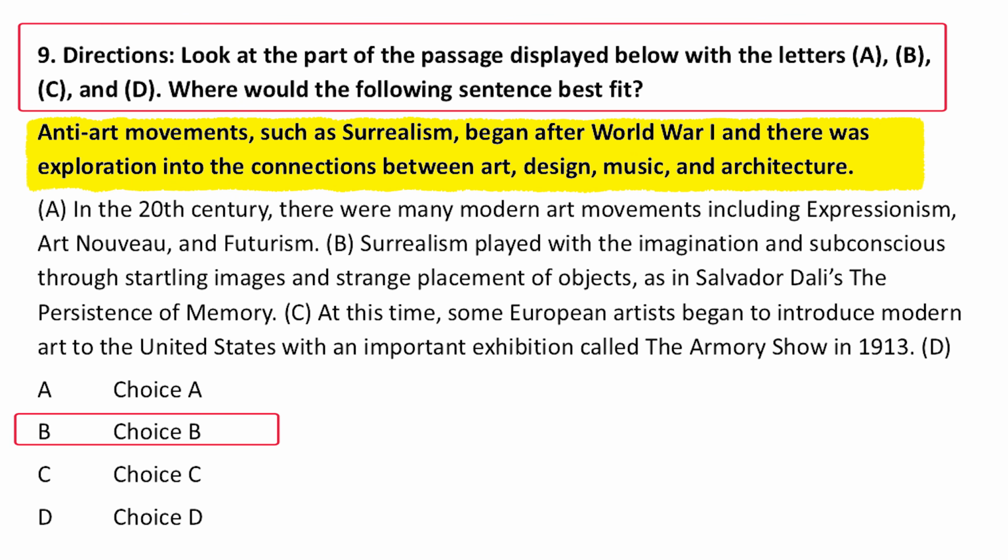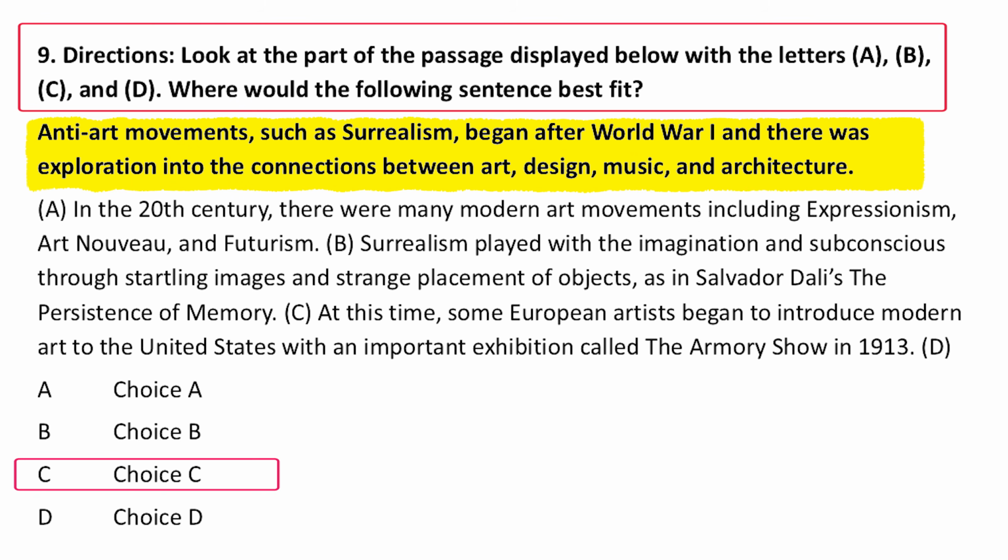If we insert the sentence where it says B, the sentence introduces surrealism by describing when it emerged after World War I and hints at its experimental nature. Then the paragraph immediately goes on to describe how surrealism worked, using imagination, the subconscious, and strange imagery, like in Dali's The Persistence of Memory. So the flow from general introduction to specific details is perfect here. So B is correct. Now let's check out why the other answer choices are incorrect.